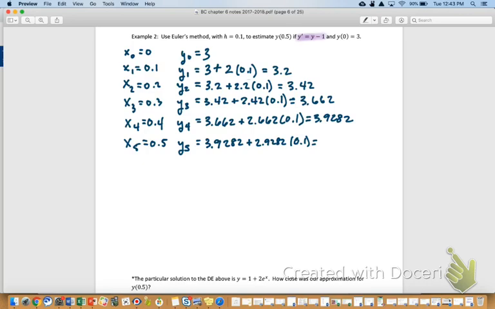It's always just going to be previous point plus the slope of the previous point times the step size. It'll always be that format. Previous y value plus slope, based on the previous point, times step value. Sometimes you'll get x's in your differential equation, but it's always going to be that format, every time. So that's why I said if you can do it once or twice, you can do it.